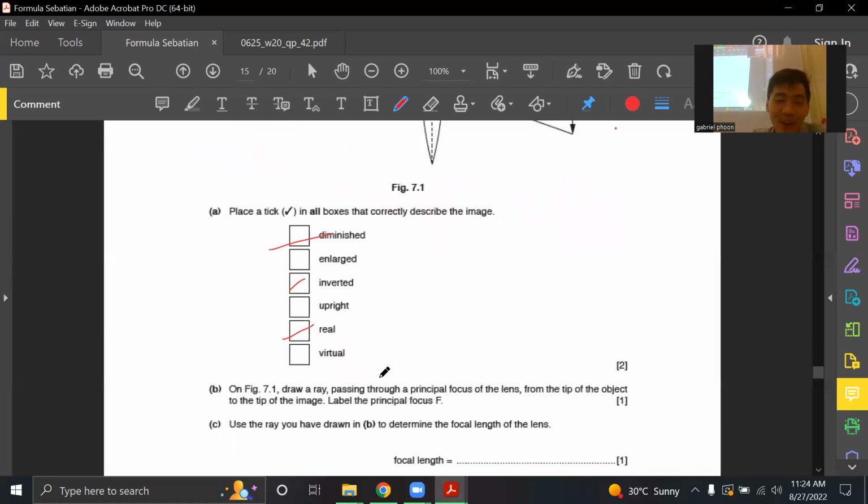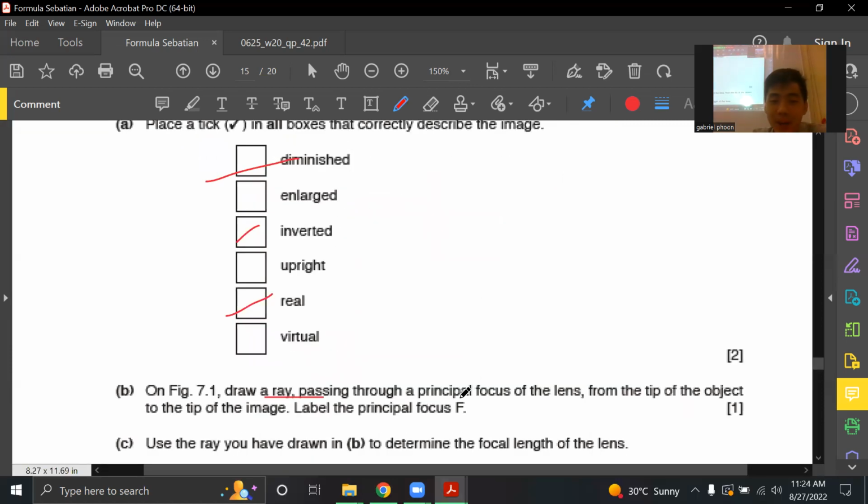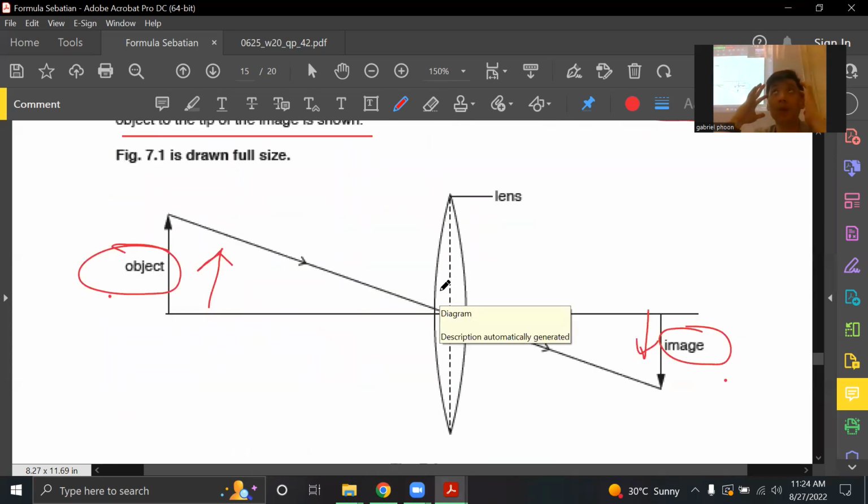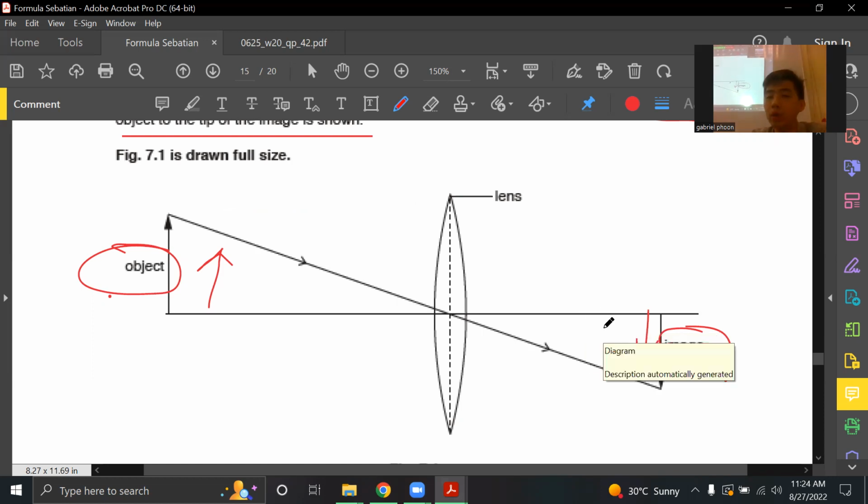Very important. All right, then after that, they ask you to draw a ray passing through the principal focus of the lens from the tip, right? So what you're supposed to do here is have the idea of how the light is going to travel. By right, it's supposed to be a straight line, cutting through the focal point and finding the image here, right, guys? But this time here, they do not give you the focal point.